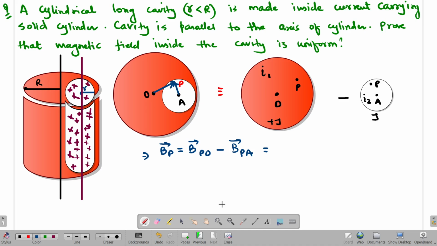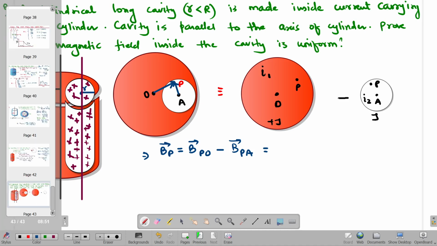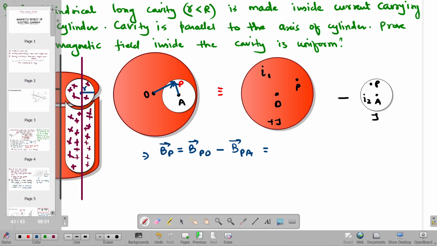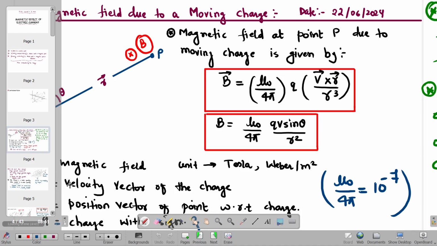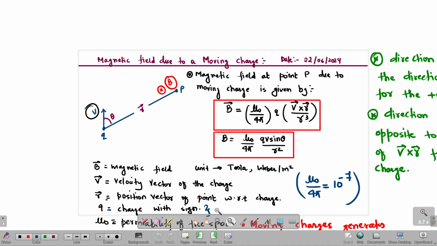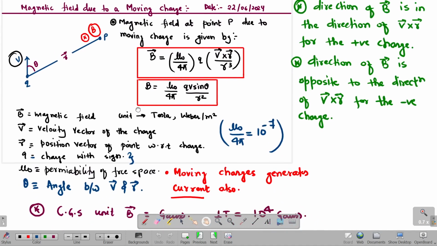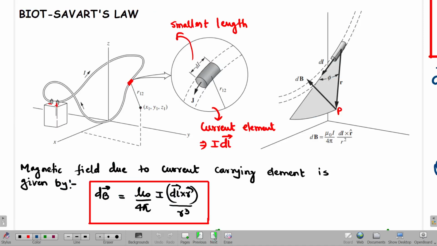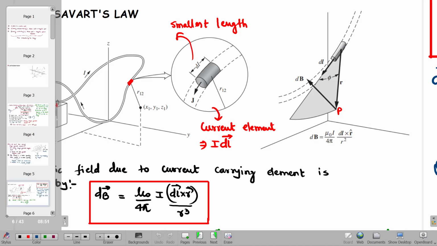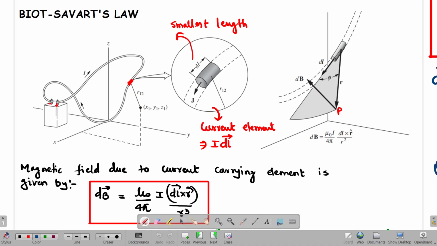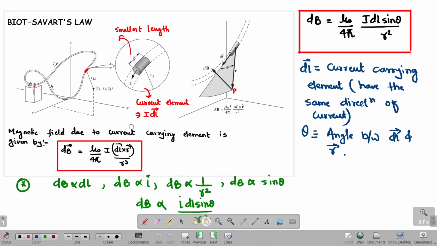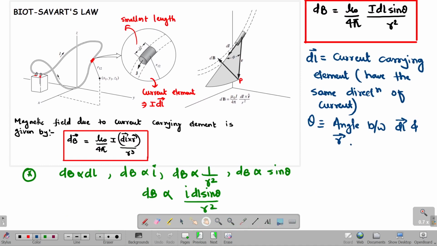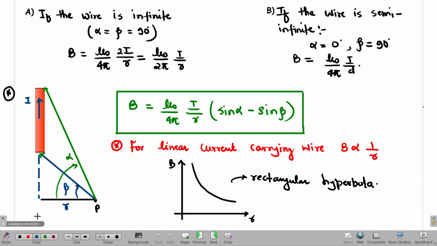Earlier, when I was discussing Biot-Savart's law, did I give you the formula with the help of current density? Let me check. Okay, I haven't given it. For a straight wire, I directly derived it. No problem, I'll write it over here.